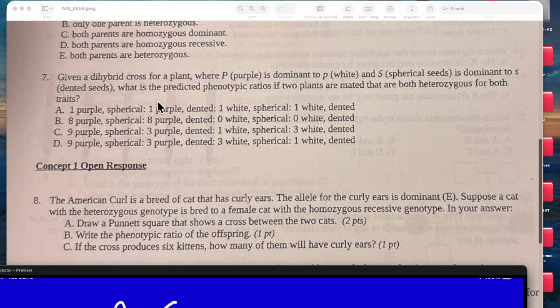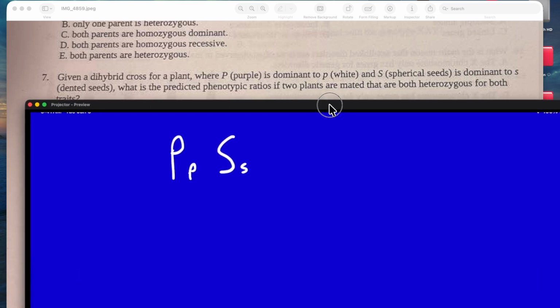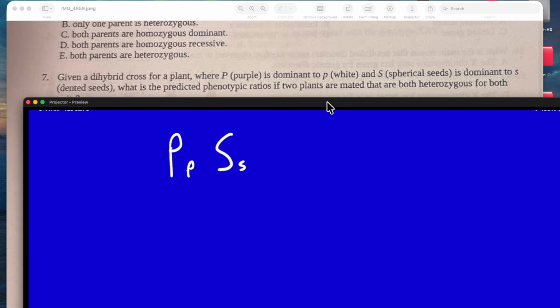Next, we are given a dihybrid cross for a plant. Capital P, small p, capital S, small s. What is the predicted phenotypic ratios? So here, the key is to determine the gamete combinations. So the way you do this is you FOIL this, similar to how we multiply 2 binomials in algebra.